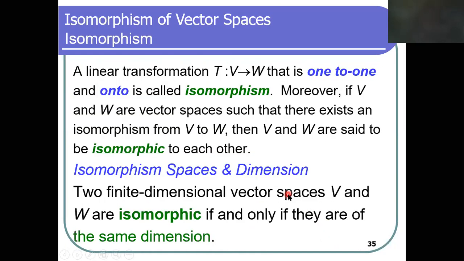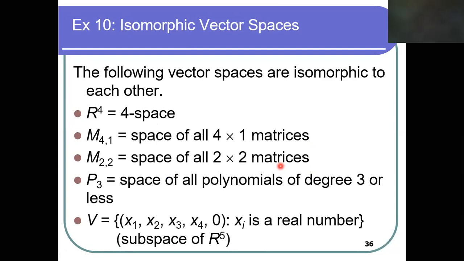Now, isomorphism of vector spaces. Two vector spaces of the same dimension are isomorphic if they share some characteristics, if they have the same dimension, basically the same number of elements. In that case, we can say these are isomorphic to each other, such as the four-dimensional vector spaces. These are all isomorphic to each other.